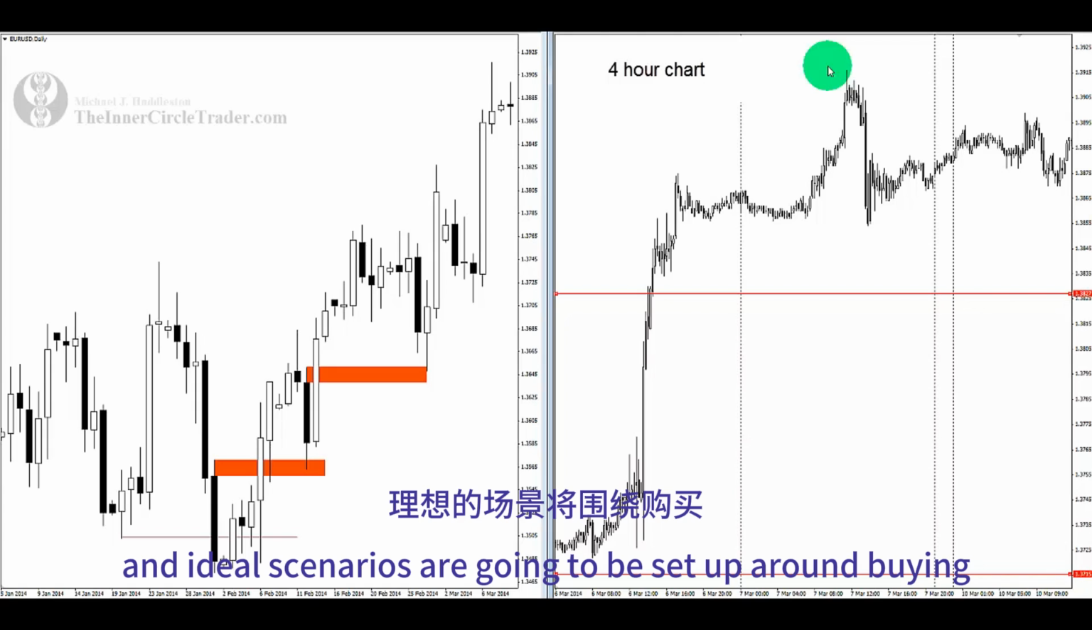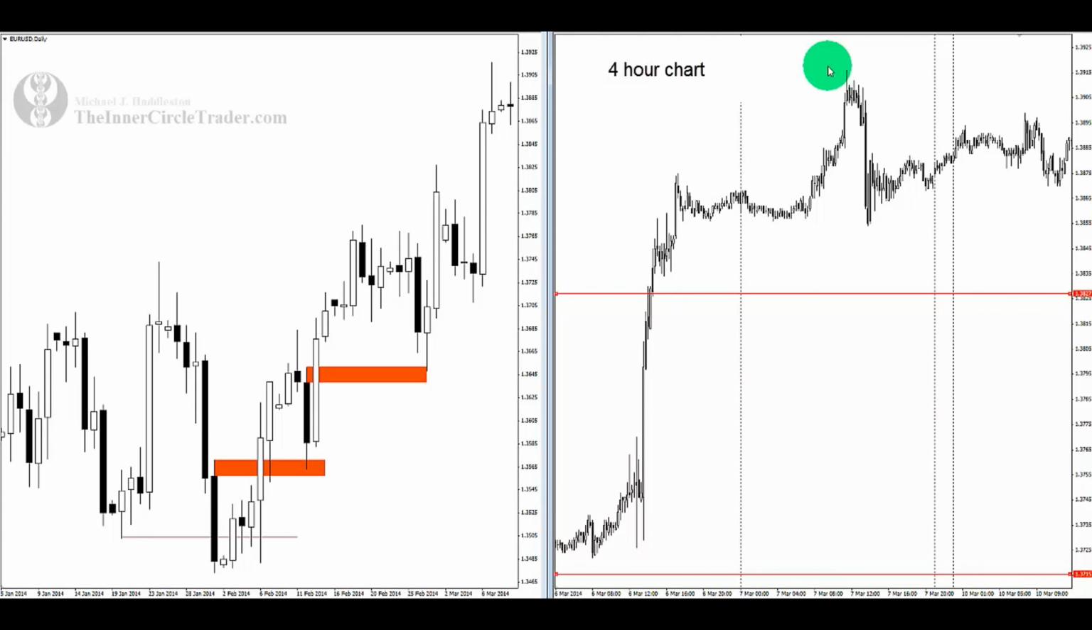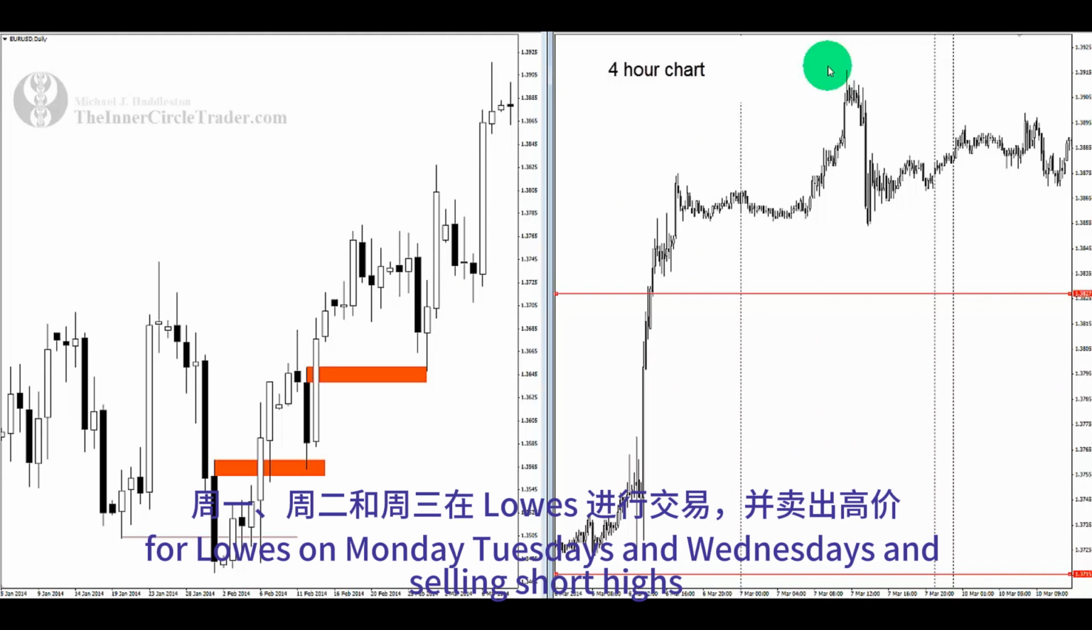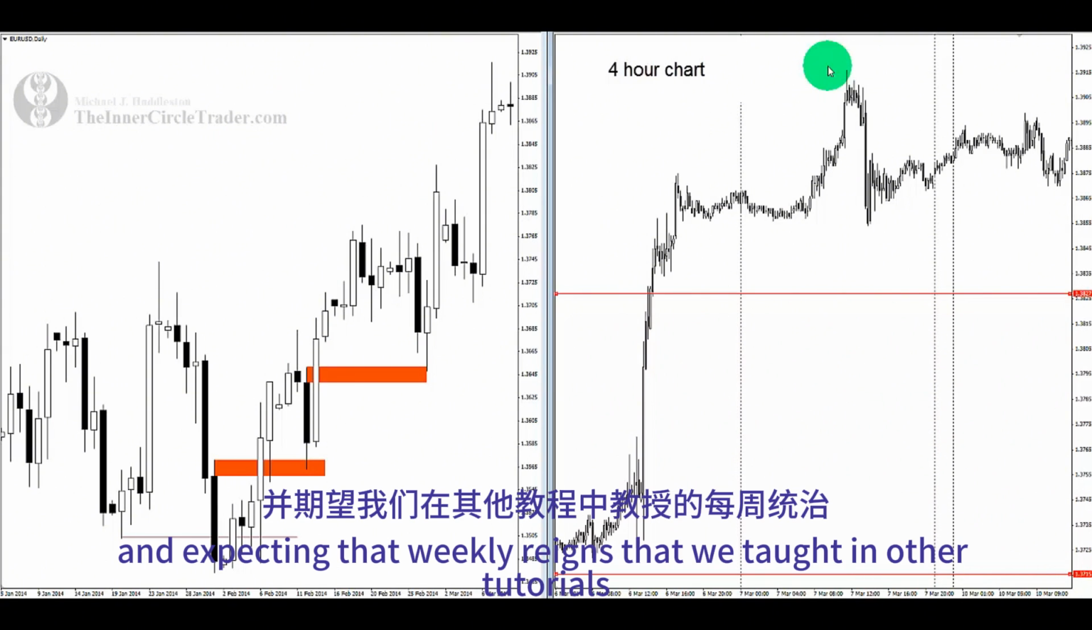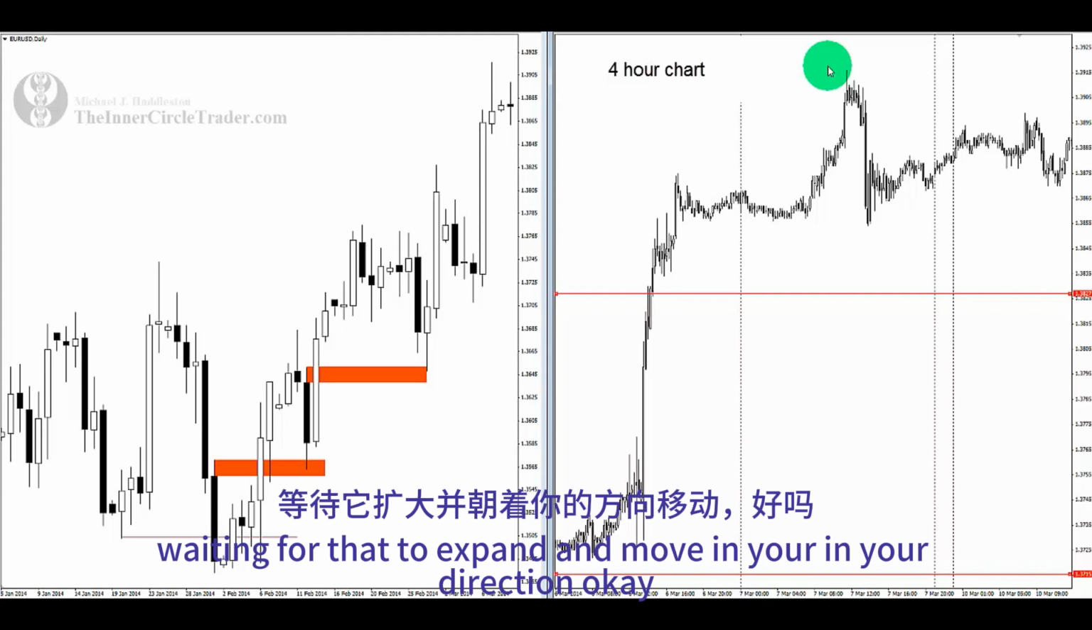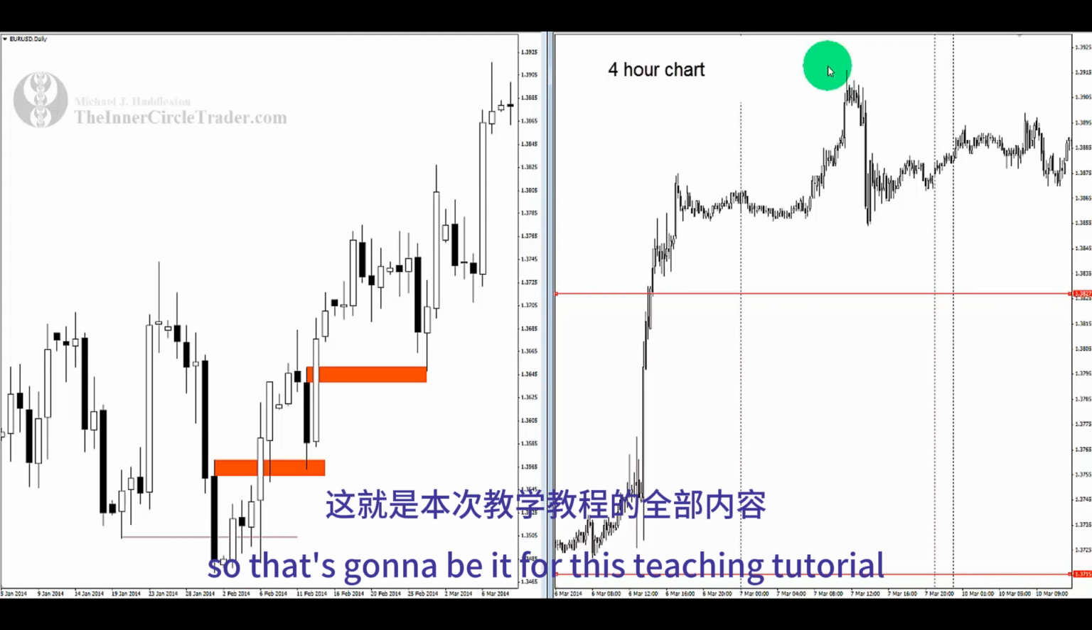The ideal scenarios are going to be set up around buying for lows on Mondays, Tuesdays, and Wednesdays, and selling short highs on Mondays, Tuesdays, and Wednesdays, expecting that weekly range that we taught in other tutorials to expand and move in your direction. So that's going to be it for this teaching tutorial.